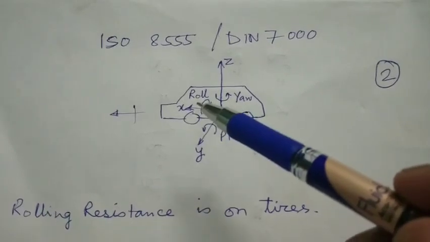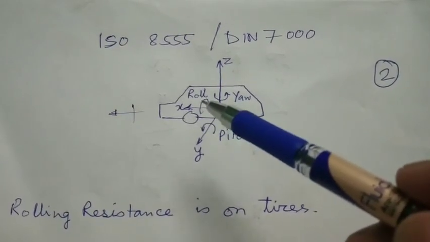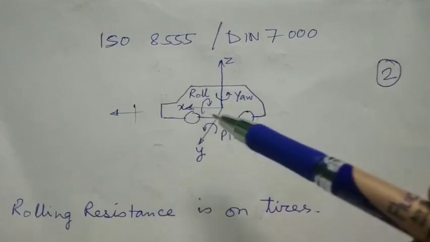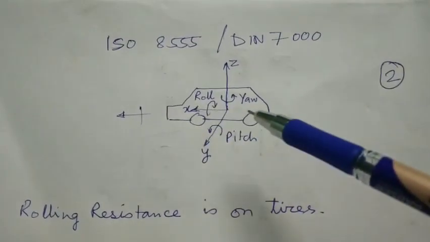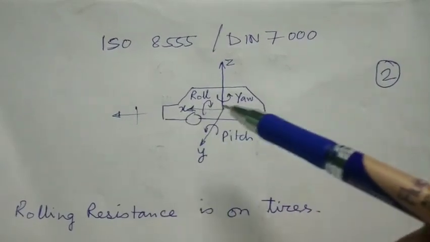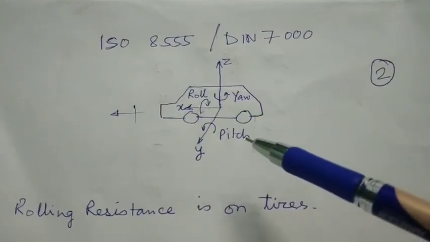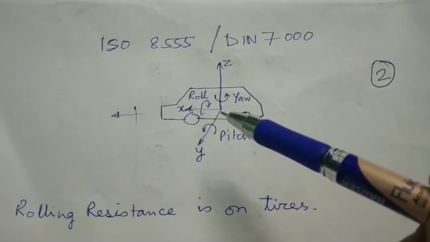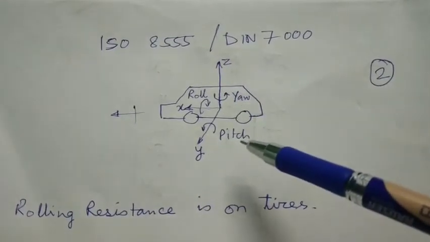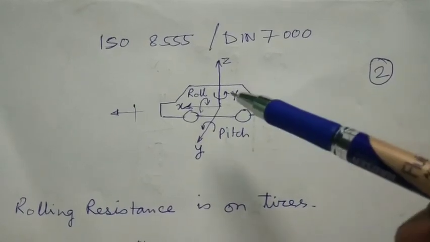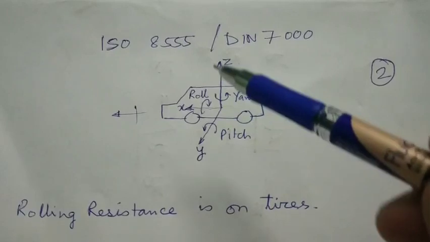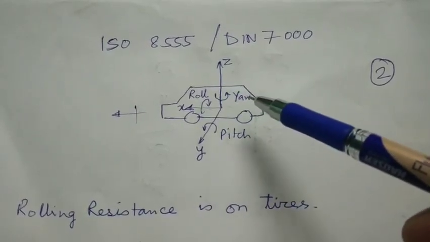So any movement about the X direction is known as rolling, said to be roll. The movement of the vehicle in the X direction will be said to be roll. So if the vehicle is moving, we say it is rolling. And any movement in the Y direction will be known as pitching. You already know that. And the movement of the vehicle in the Z direction will be known as yawing.